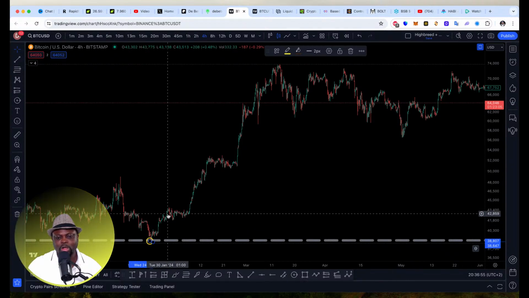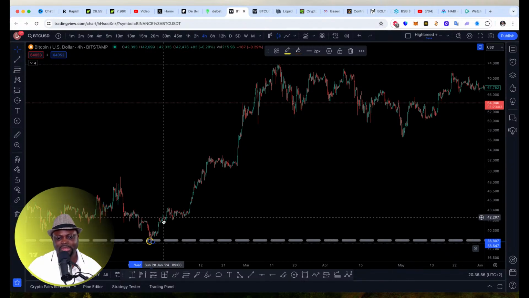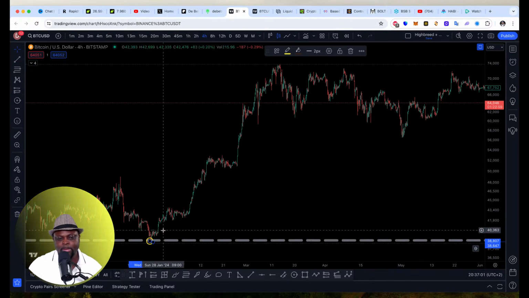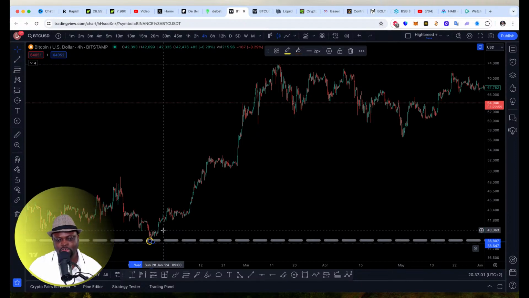And during that uptrend, we saw that price didn't come back to break and make lower lows, but instead price was holding previous structure. You can see there was a structure here that price broke.